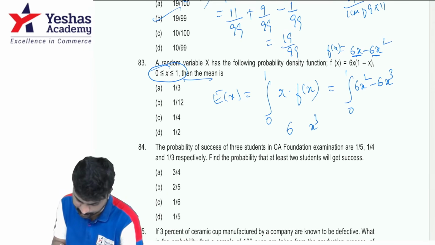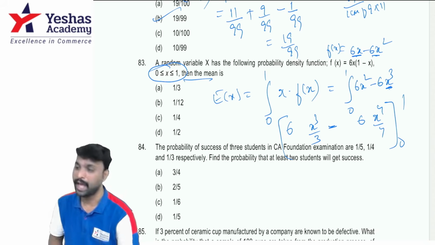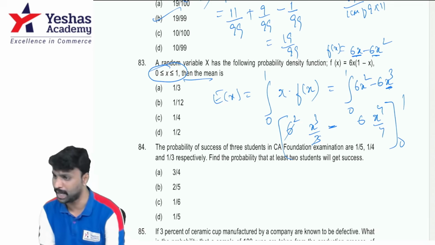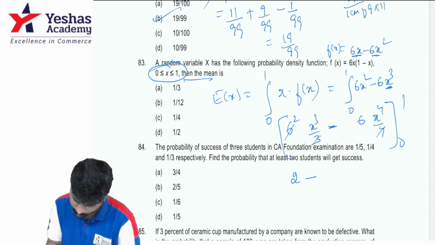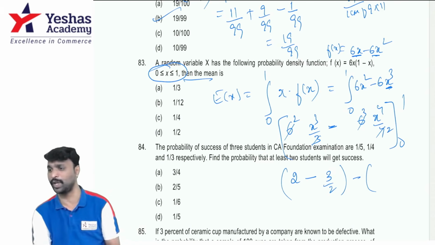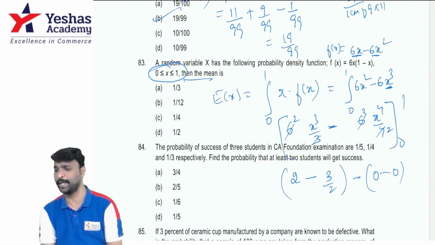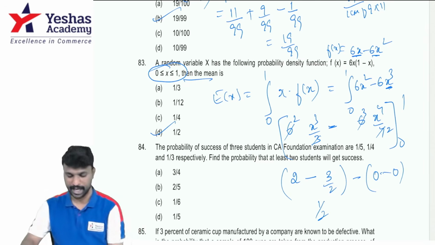Integration of x square is x cube by 3, minus integration of x power 3, which is x power 4 by 4. Now I have to apply the limits as a whole. If I apply the upper limit, first of all 3 and 6 cancel, 2x cube. The upper limit x value is 1. 2 into 1 cube is 2 only, minus 4 ones, 2 twos are, 2 threes are, so 3 by 2, x power 4, 1 power 4 is 1 only, minus the lower limit. When I apply the lower limit, x value is 0. Both the terms become 0 only. So 2 minus 3 by 2. 3 by 2 is 1.5. 2 minus 1.5 is 0.5, which is nothing but 1 by 2. Option D is the right answer.